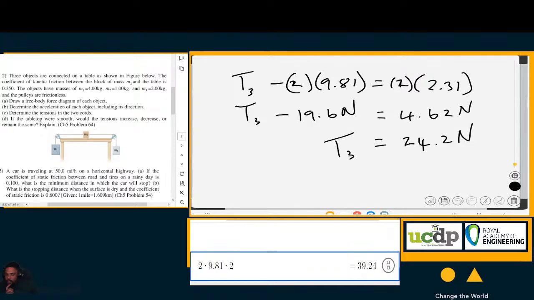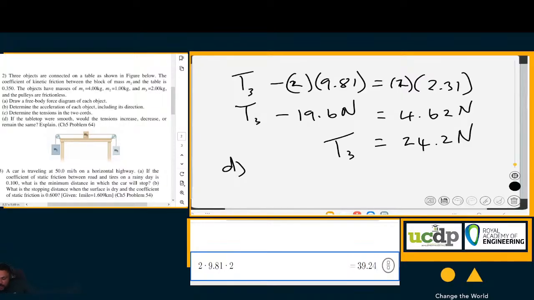Now, question number D. What does D require of us? If the tabletop was smooth, would the tensions increase, decrease, or stay the same? First of all, if the tabletop was smooth, friction disappears, okay? And so the acceleration would become larger. Friction will not be opposing the movement towards the left, so the acceleration would be larger.